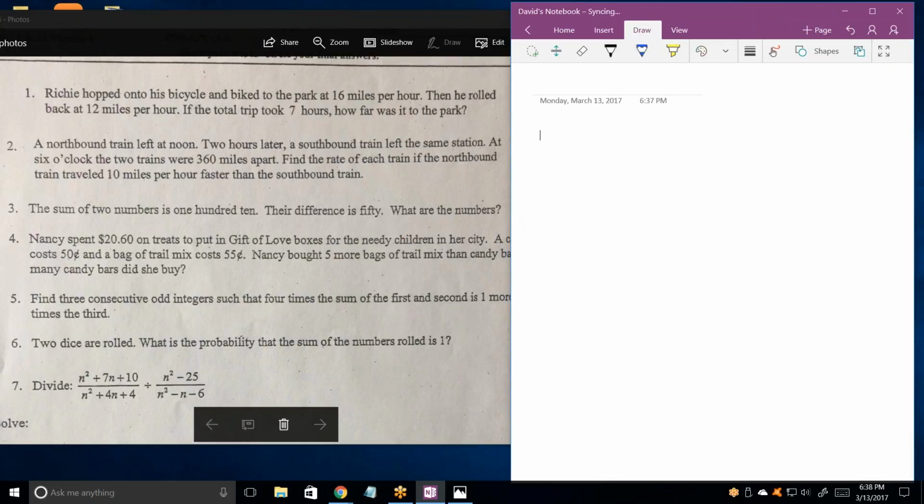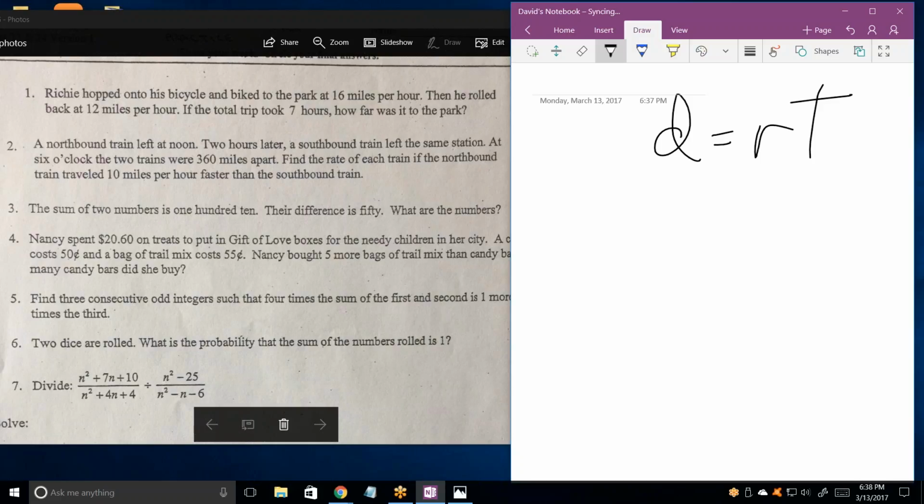This is a problem that involves distance, rate, and time. What's the general formula that relates those three things together? Distance equals rate times time? Uh-huh. Dirt. That's what I always remember.